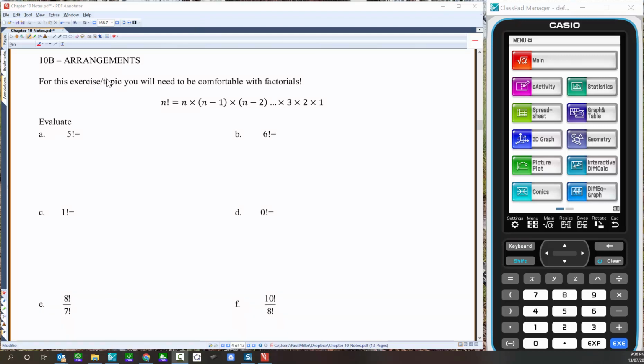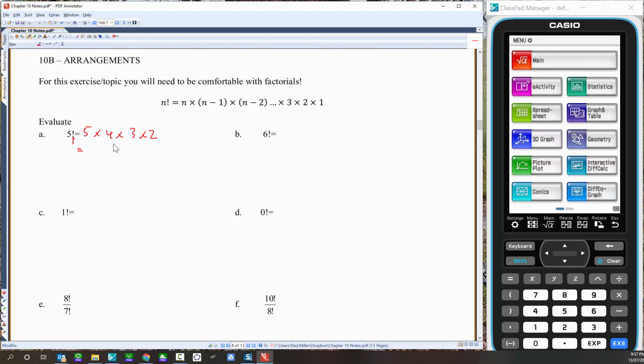All right, let's get on to arrangements. So for this exercise or topic, you'll need to be comfortable with factorials. So evaluate the following, where n factorial is just n times n take 1 times n take 2, all the way down to 1. So 5 factorial is not actually just 5. That was me trying to be emphatic about the 5, but that's not what it means. What that means is 5 times 4 times 3 times 2, and it would be times 1, but we know that anything multiplied by 1 is just that thing, so I'm not going to multiply by 1.